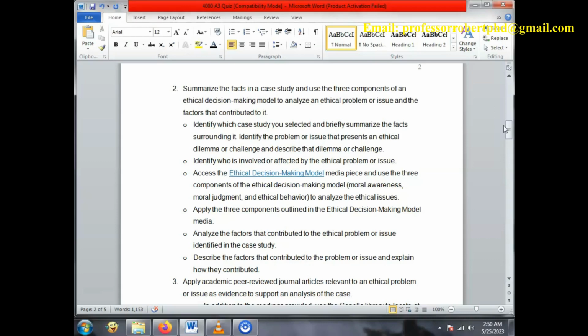Access the Ethical Decision-Making Model media piece and use the 3 components of the Ethical Decision-Making Model, moral awareness, moral judgment, and ethical behavior, to analyze the ethical issues. Apply the 3 components outlined in the Ethical Decision-Making Model media. Analyze the factors that contributed to the ethical problem or issue identified in the case study. Describe the factors that contributed to the problem or issue and explain how they contributed.